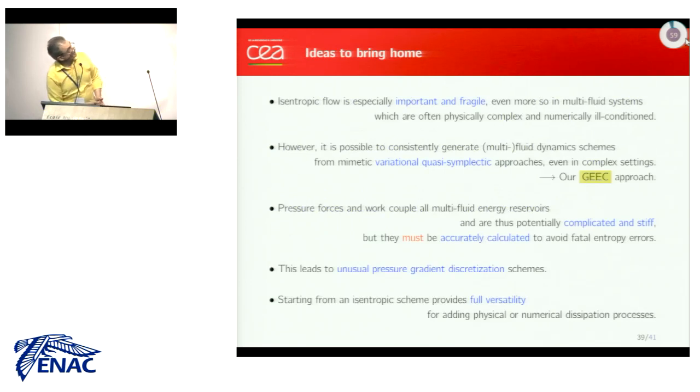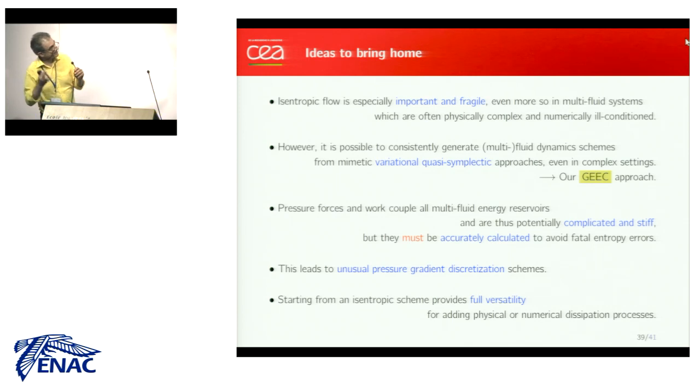So concluding remarks. Ideas to bring home. Isentropic flow is especially important and fragile, even more so in multifluid systems, which are often physically complex and numerically ill-conditioned. However, it is possible to consistently generate multifluid dynamic schemes from hermetic variational quasi-symplectic approaches, even in complex settings. This is the GEEC approach that we've shown.